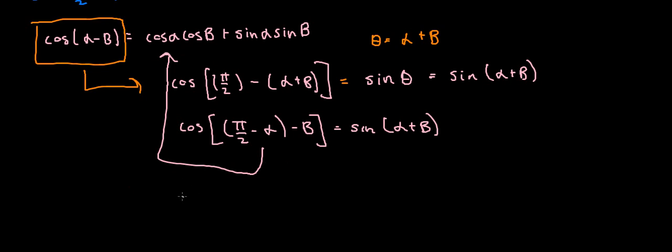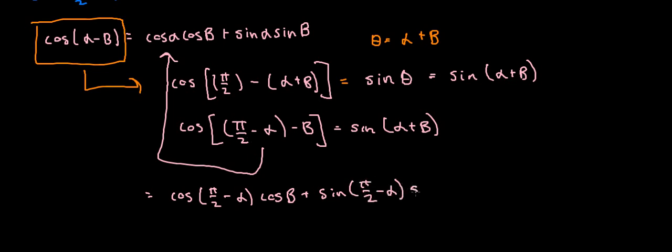So this is equal to cosine, and in this case alpha is pi over 2 minus alpha, beta is still beta, plus sine, and alpha is again pi over 2 minus alpha, sine beta.